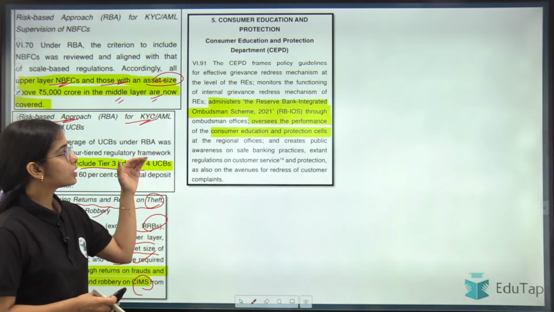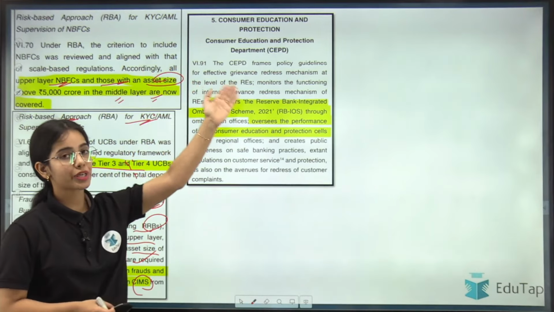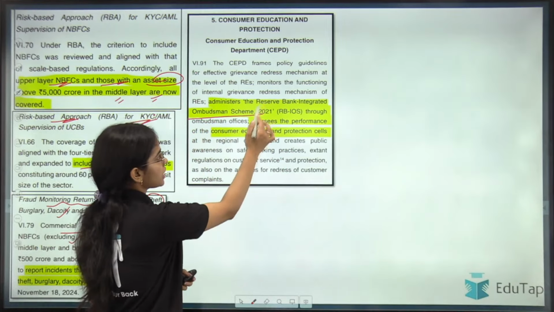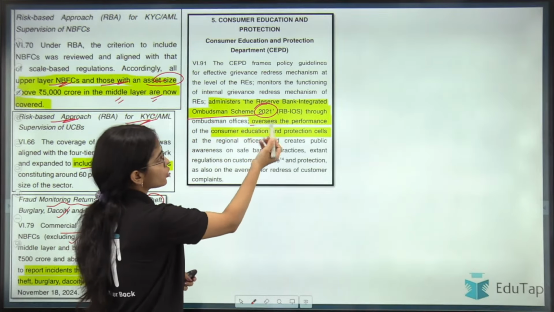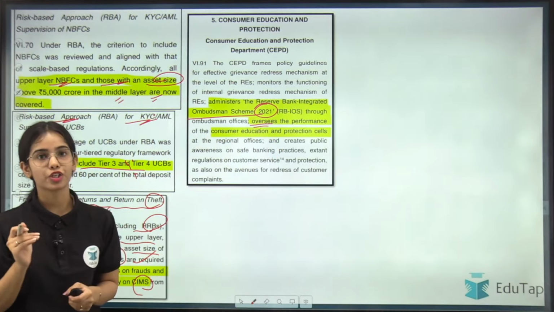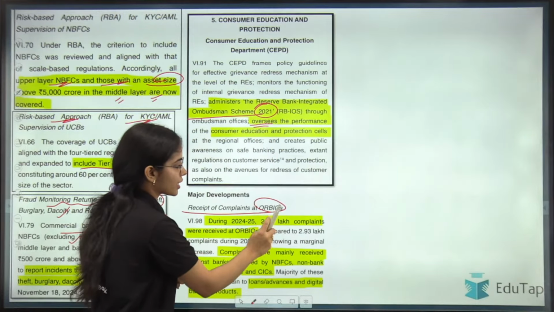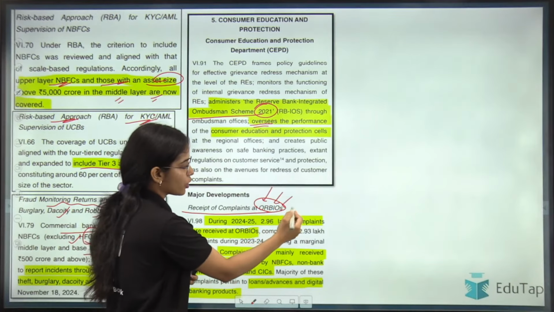You know that the Consumer Education and Protection Department is the one that administers the Reserve Bank Integrated Ombudsman Scheme, and it also oversees the performance of the Consumer Education and Protection cells. So see, the receipt of complaints at the offices of the Reserve Bank of India Ombudsman.